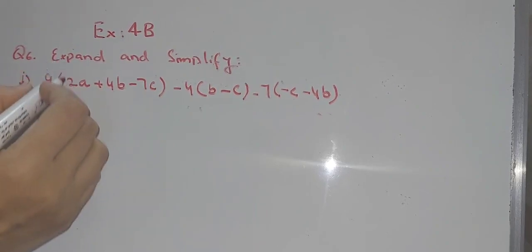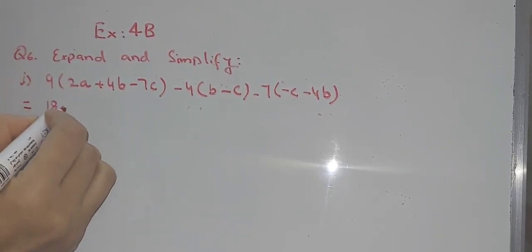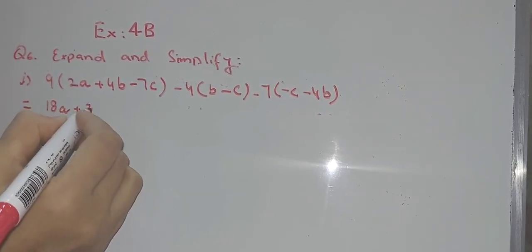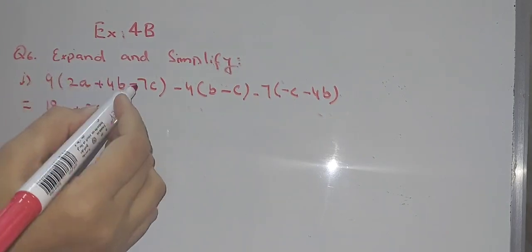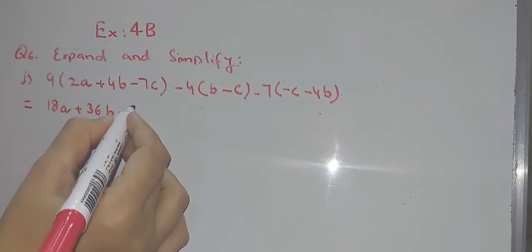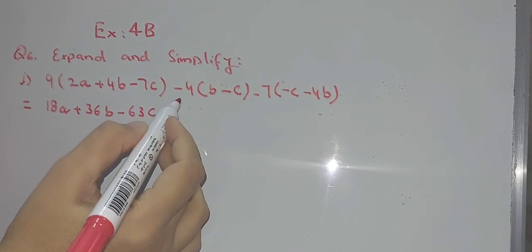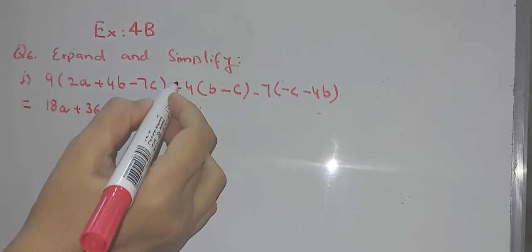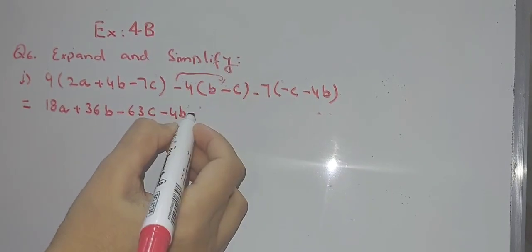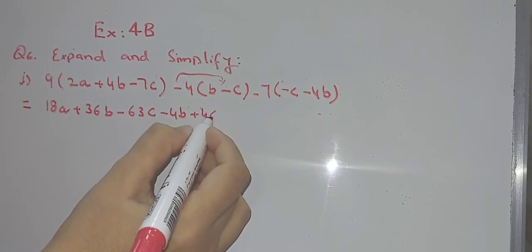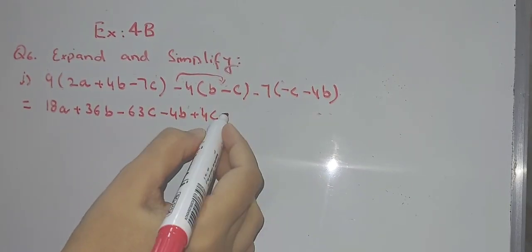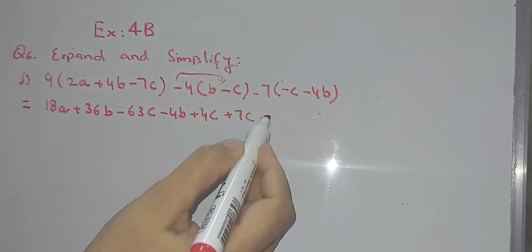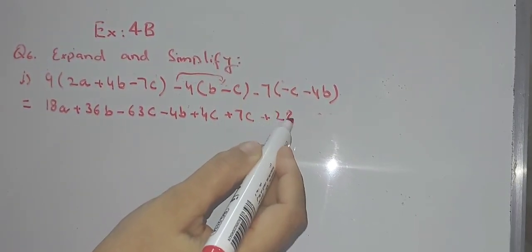9 multiplied by 2a, it will become 18a. Then 9 multiplied by plus 4b, it will become plus 36b. And then 9 multiplied by minus 7c, it will become minus 63c. Minus 4 multiplied by plus b, it will become minus 4b, and minus multiplied with minus c, it will become plus 4c. Then minus multiplied by minus 4b, minus minus plus, and 7 4s are 28b. Also minus 7 multiplied by minus c will become plus 7c.